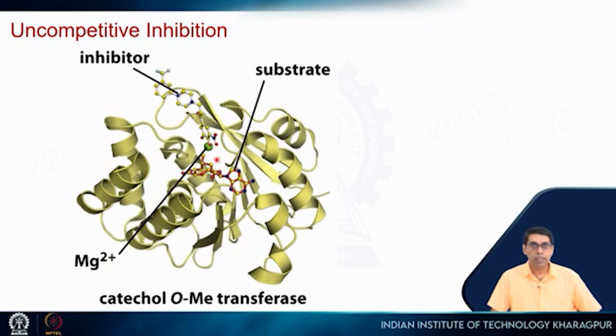The inhibitor actually interacts with this magnesium ion, which is interacting with the substrate, and then it is also interacting with these residues of the enzyme. So binding of the substrate is important, because only then is this pocket created where the inhibitor is binding. So it binds to this enzyme substrate complex.